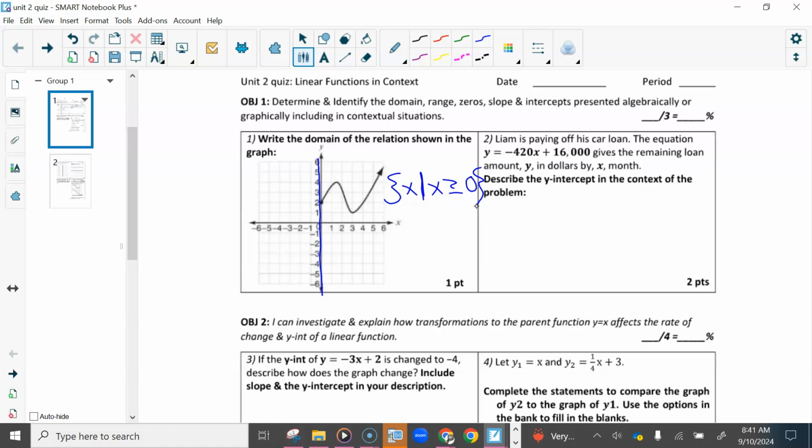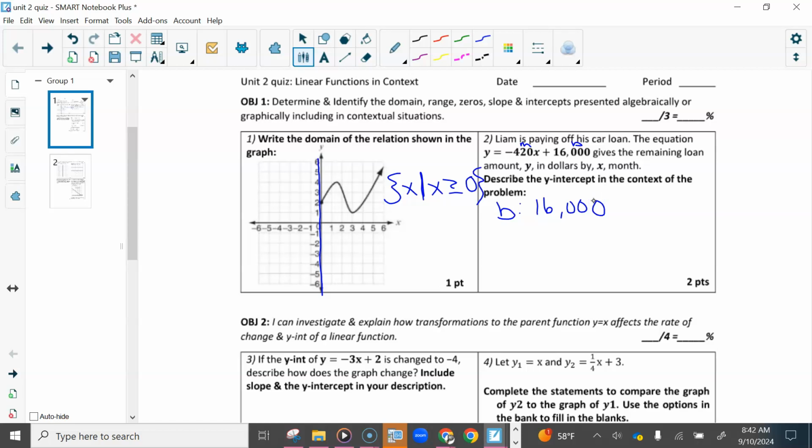Okay. This next one, James is paying off his car loan. The equation is y equals negative 420x plus 16,000, which gives the remaining loan amount y in dollars after x months. Describe the y-intercept in the context of the problem. So first, what is the y-intercept? That's the 16,000. So we know our y-intercept is 16,000.